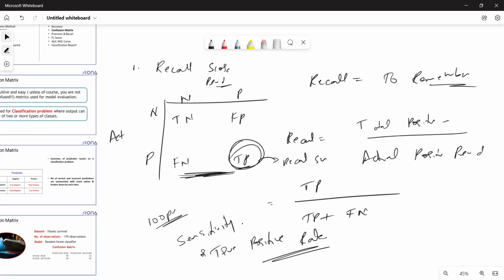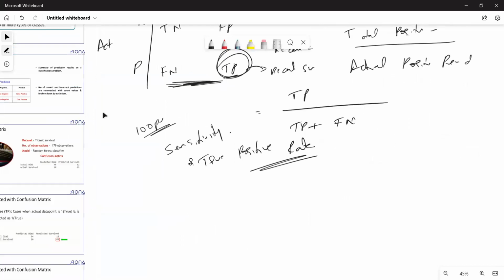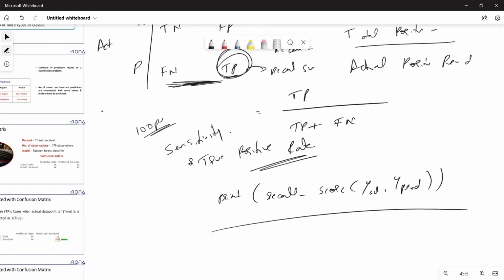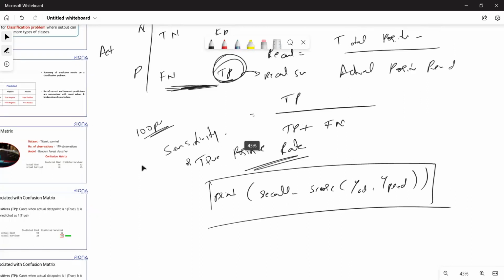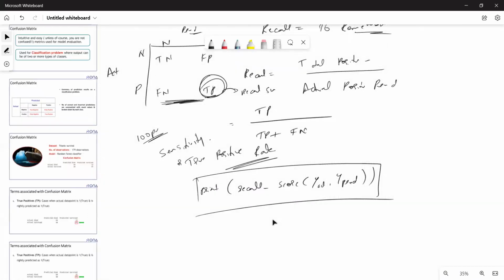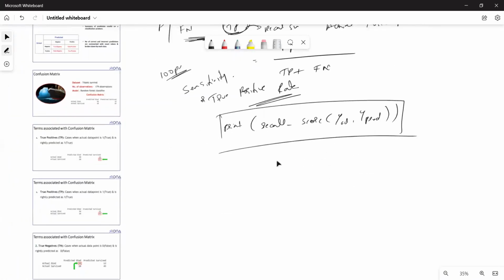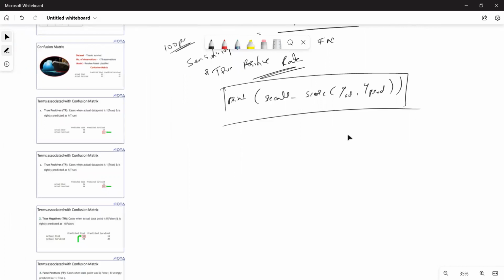Okay, so in Python you do not worry about all this. All you have to do is call recall score of y actual versus y predicted. That's it, and you will get your score as the output. Nothing much to be done in Python, but understanding the theory, the background behind it, is something that you must know in order to pull out this formula.